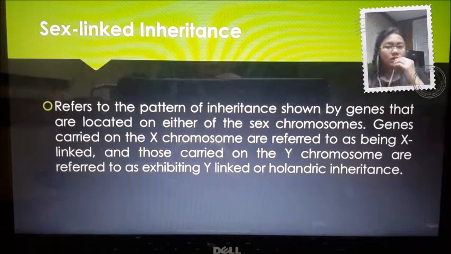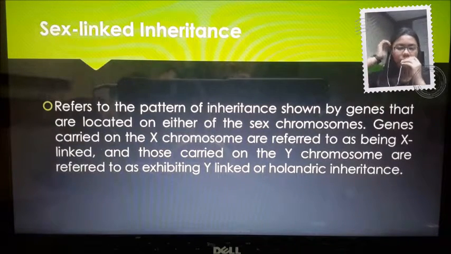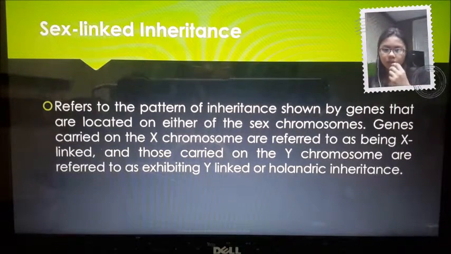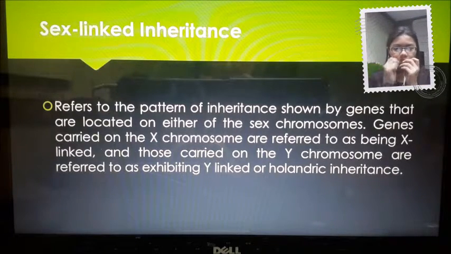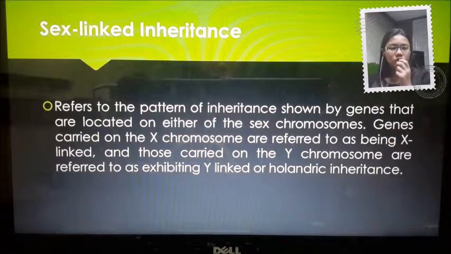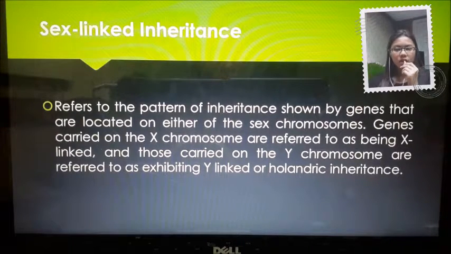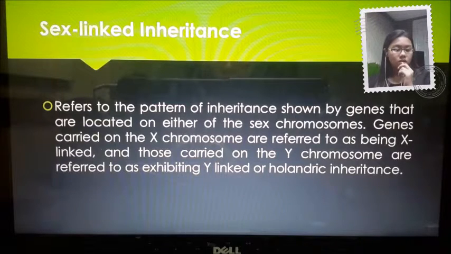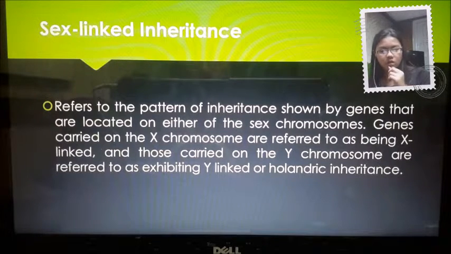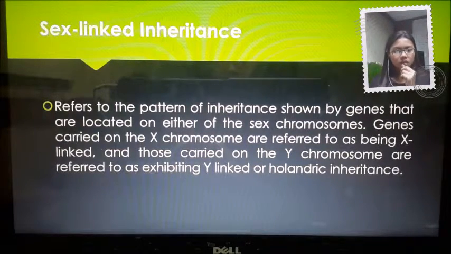Next is the sex-linked inheritance. So we're near the end because it's already the sex-linked inheritance. This one refers to the patterns of inheritance shown by genes that are located on either of the sex chromosomes. A while ago we were discussing the autosomal inheritance, wherein the trait is located on the autosome. Now we are discussing traits that are located on either of the sex chromosomes.